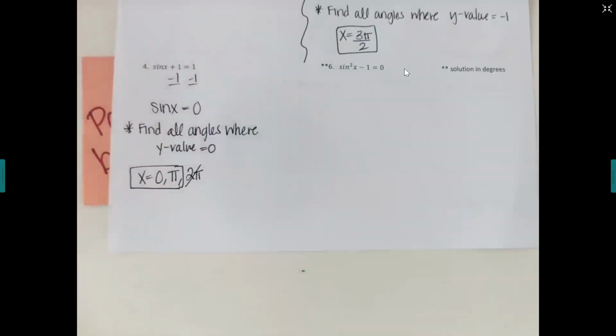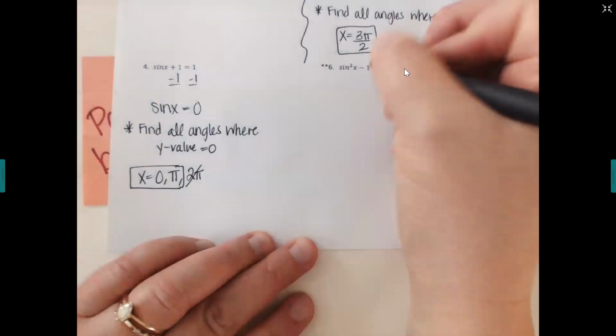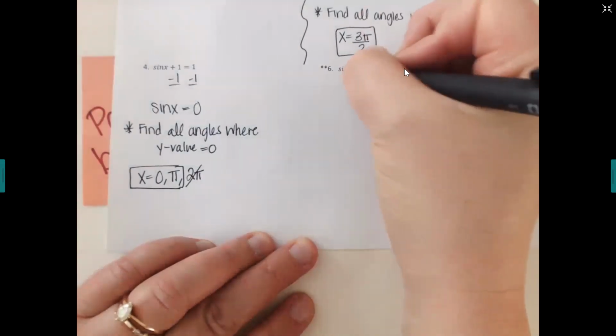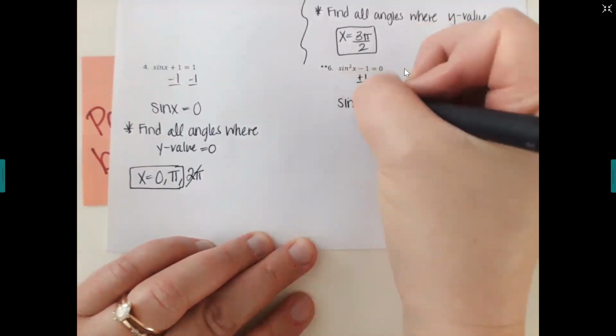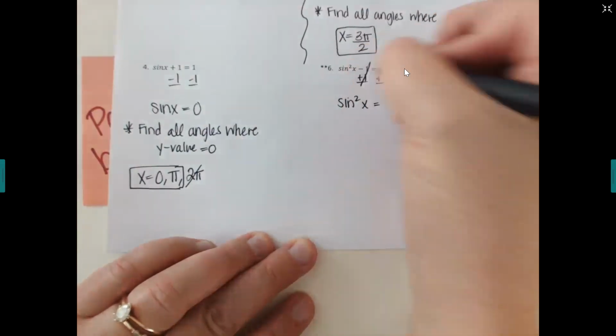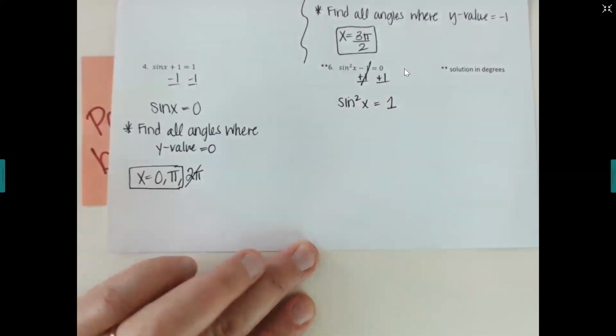Okay, one more on this page. Take a look at number 6. What do you think the first step is? Plus 1 is correct. So we're gonna add that 1 across to the other side. Sine squared x equals 0 + 1 is 1.